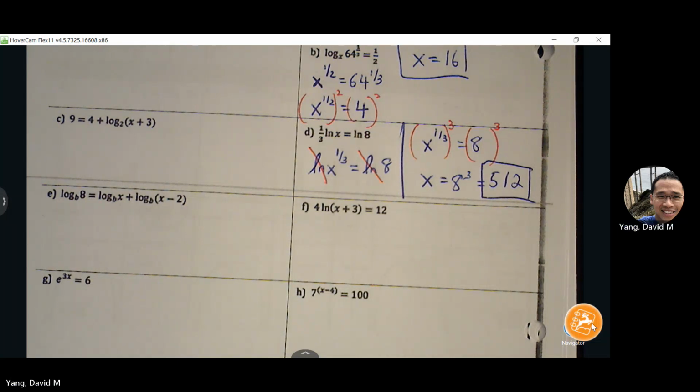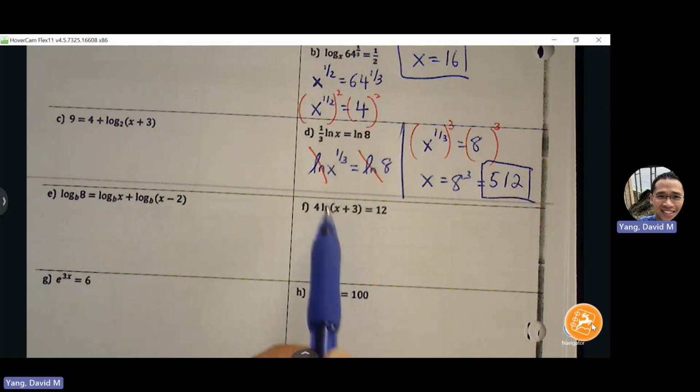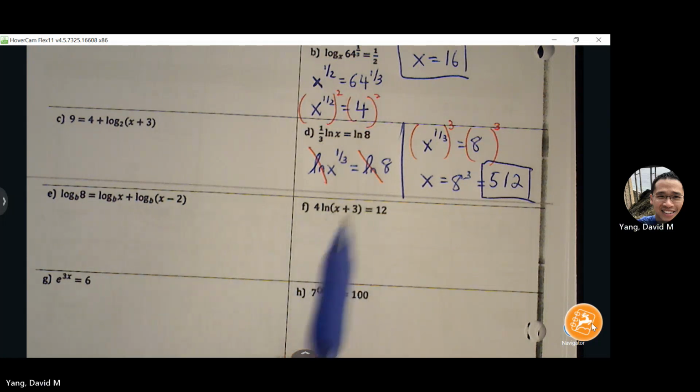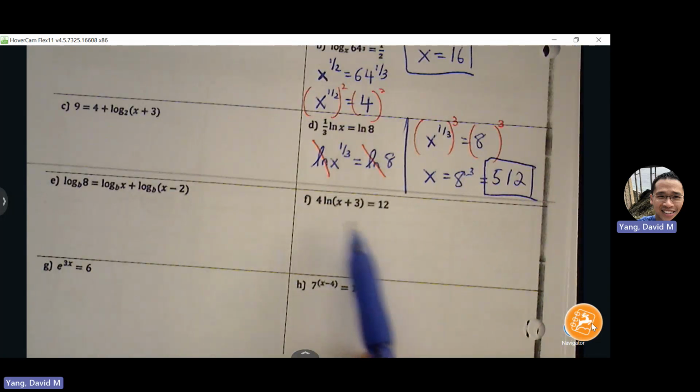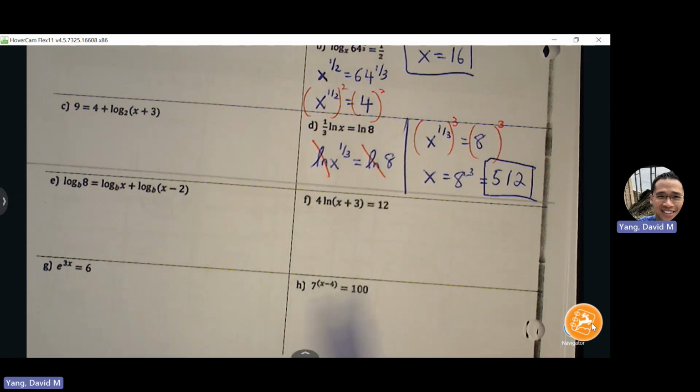Okay. All right, part F, 4 natural log of x plus 3. In this one, if I can get that natural log by itself, maybe I can work with it a little better. But here, anytime that I can see some ways where things can combine before I get into the natural log and conversion, I see the 4 and 12 should be able to combine, right? So I can just divide both sides by 4, get that out of the way.